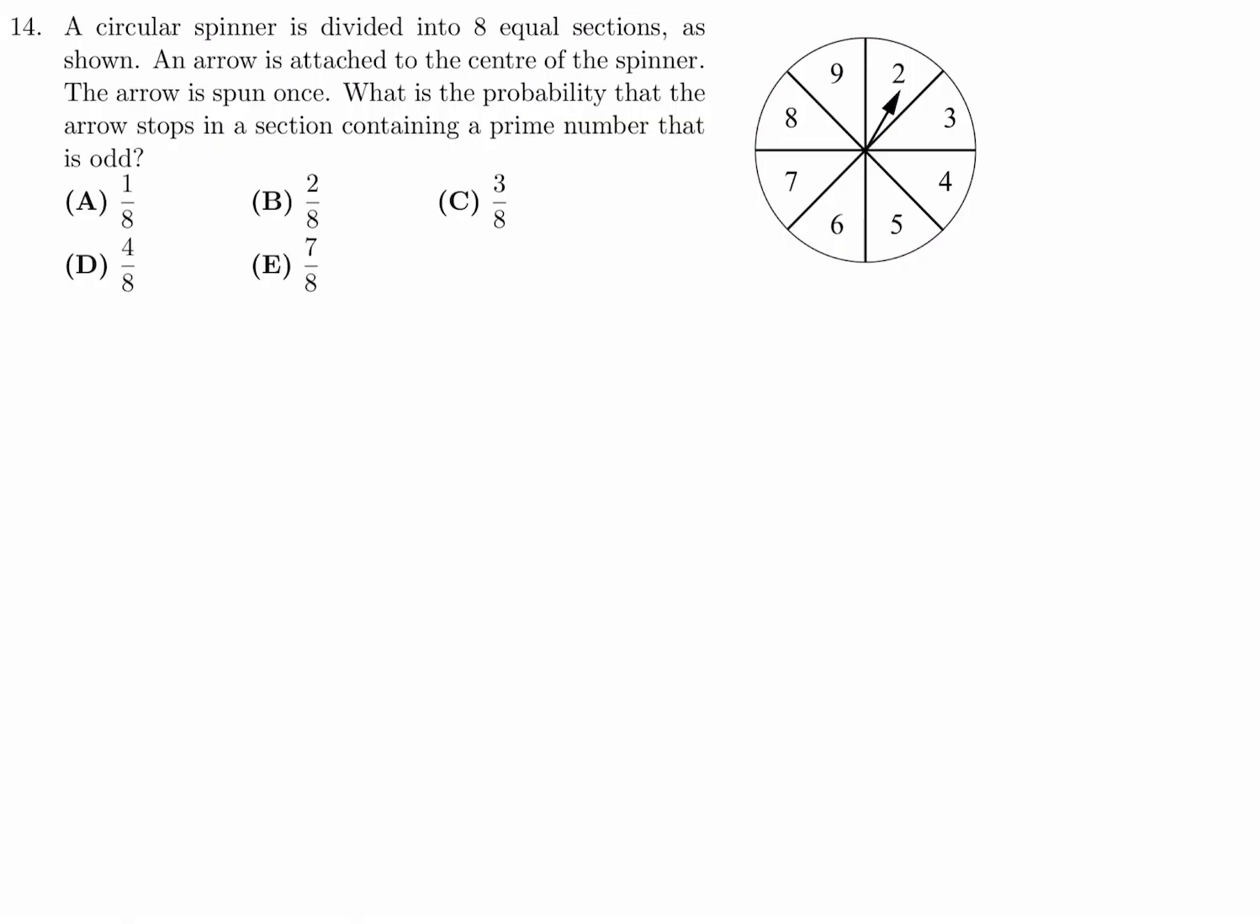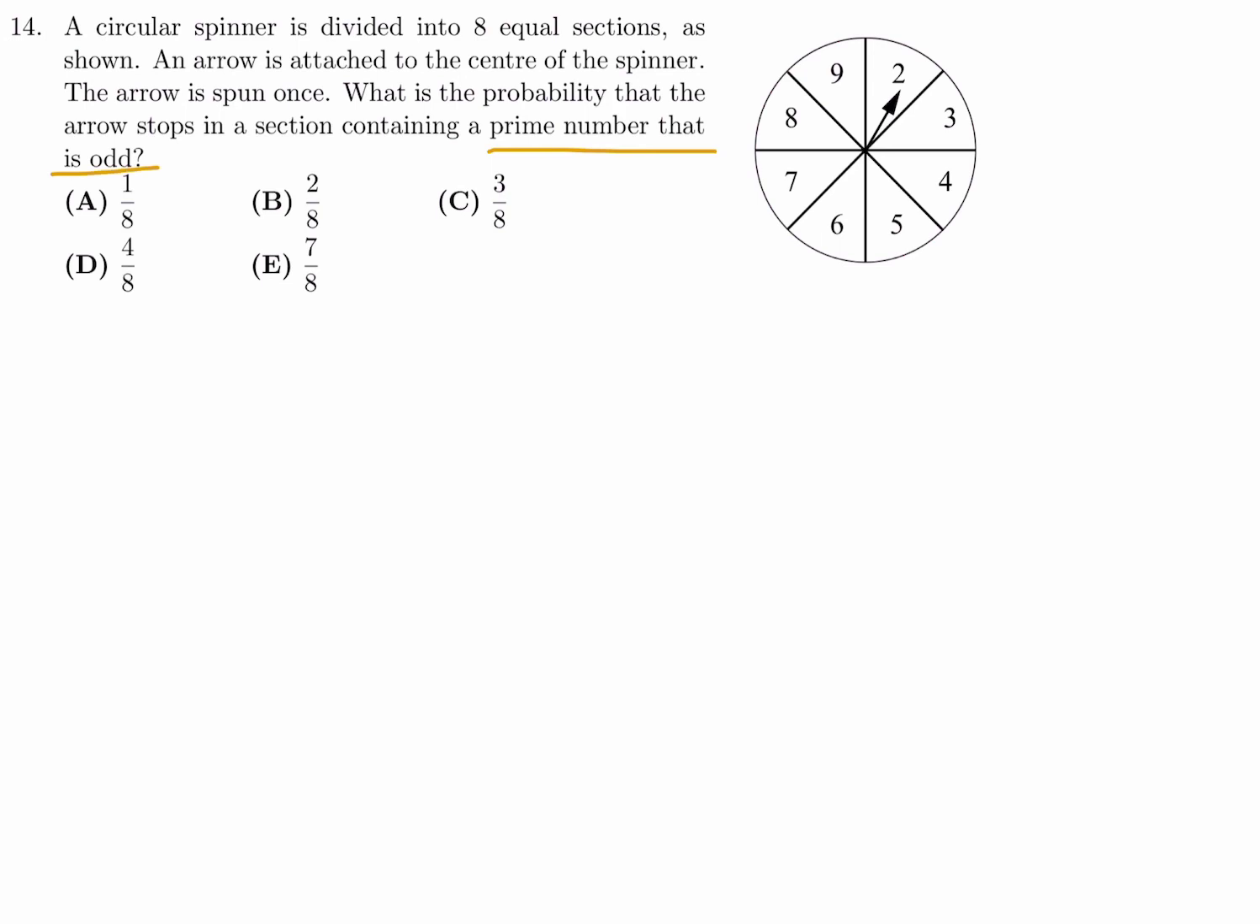A circular spinner is divided into 8 equal sections as shown. An arrow is attached to the center of the spinner. The arrow is spun once. What is the probability that the arrow stops in a section containing a prime number that is odd? So we want prime numbers that are odd. All right, let's circle them.